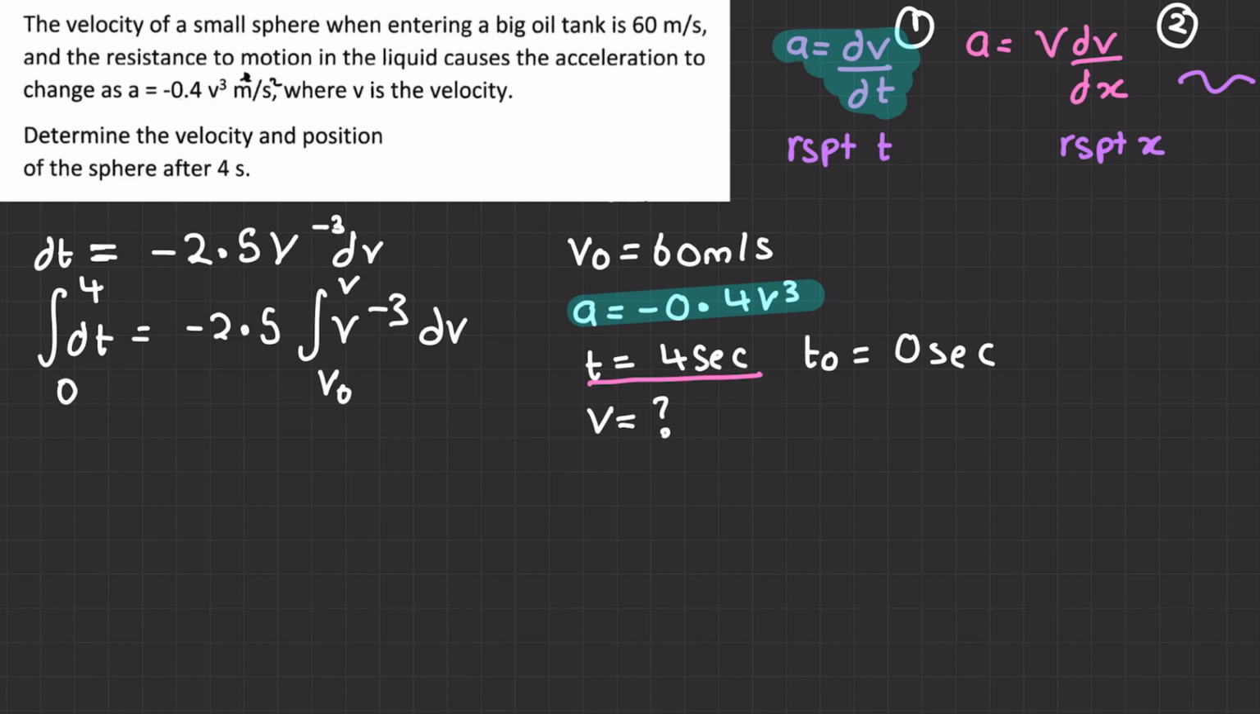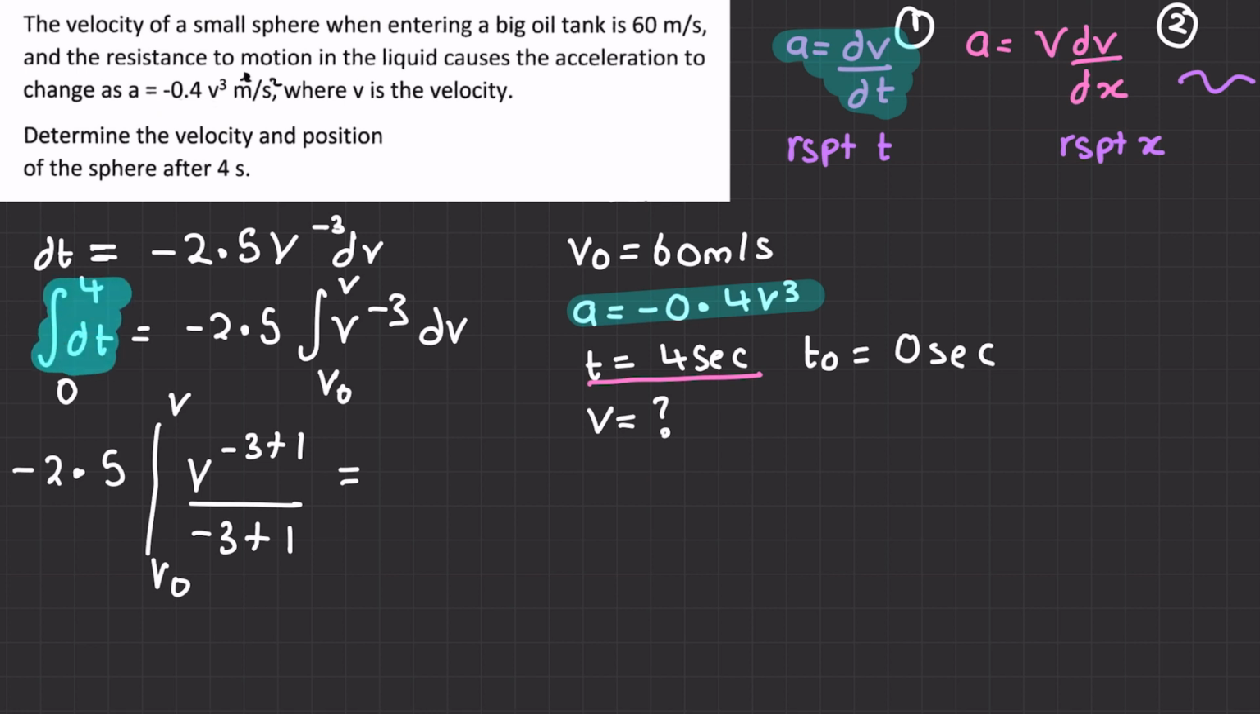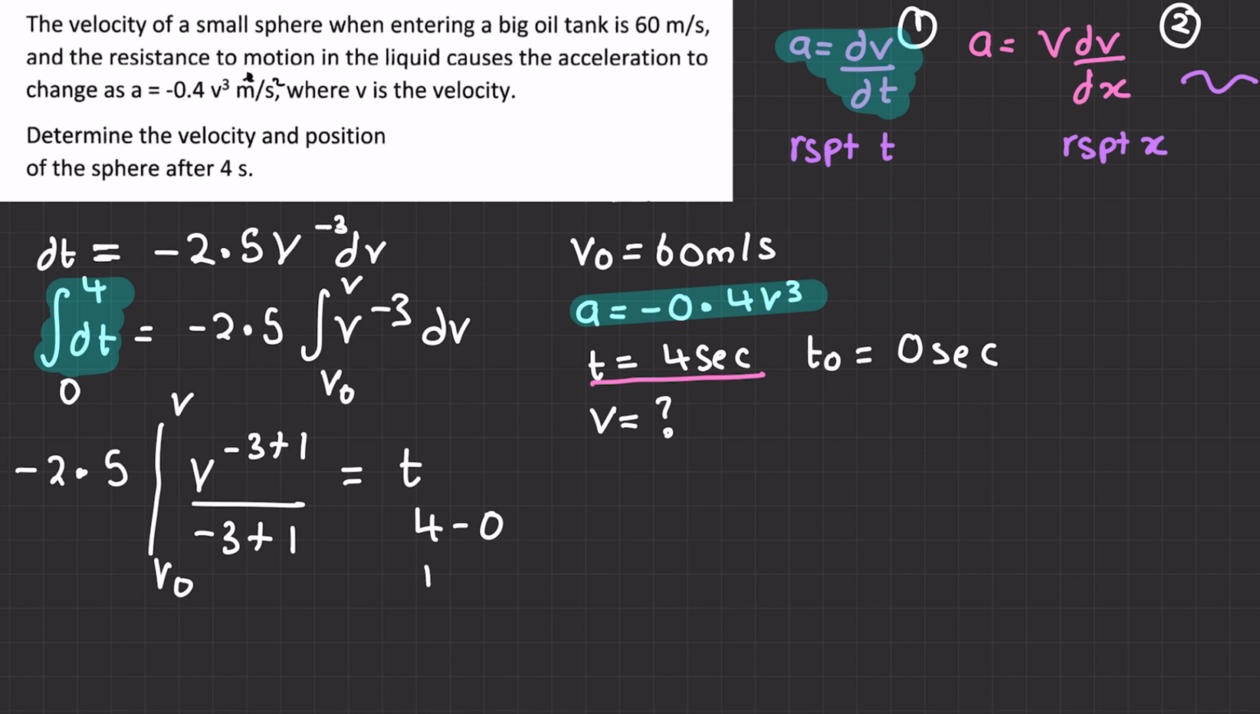Okay, now integrating, this is going to be minus 2.5 v to the power of minus 3 plus 1 over minus 3 plus 1. We're going to bring our v and v0, all equal to, integrating here is just going to give us t. And if we plug in our t as 4 minus 0, we're just going to get 4. So I'm going to write this as 4.